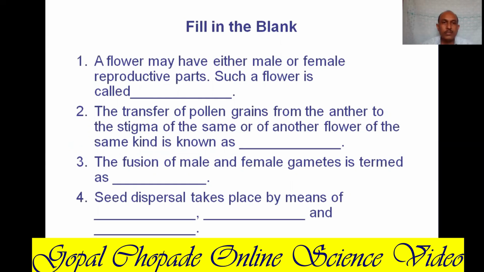See that, a flower may have either male or female reproductive parts. What do you call such a flower? Fill in the blank. The transfer of pollen grains from the anther to the stigma of the same or another flower of the same kind is known as what? Third, fusion of male and female gametes is termed as what? Seed dispersal takes place by means of what, what, and what? Okay, so you can fill in the answers.